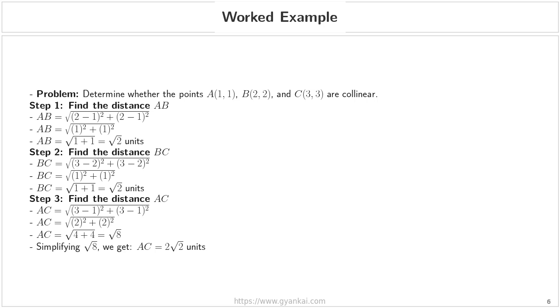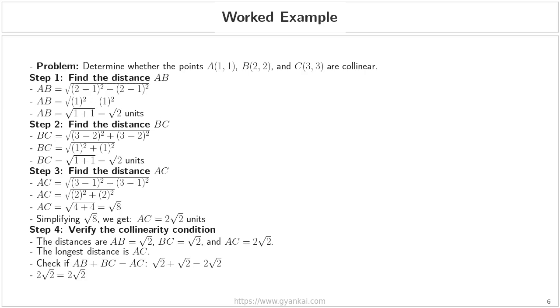Now, as I'll remind you in the next slide, it is crucial to simplify your radicals. The square root of 8 simplifies to 2 times the square root of 2 units. Step 4. Now comes the most important part, verifying the collinearity condition.